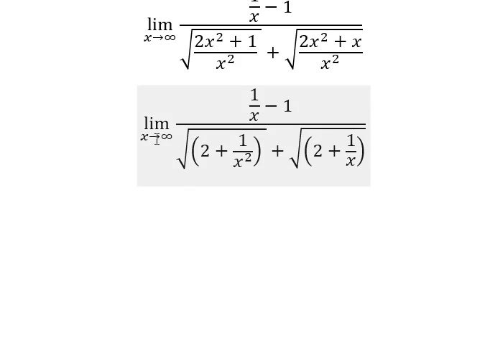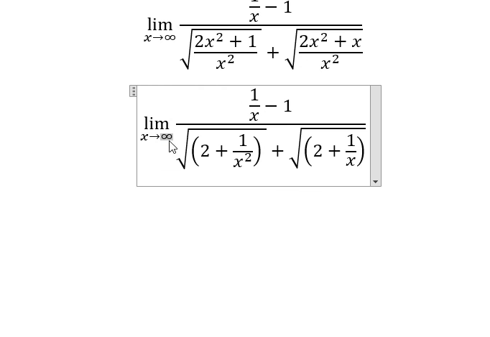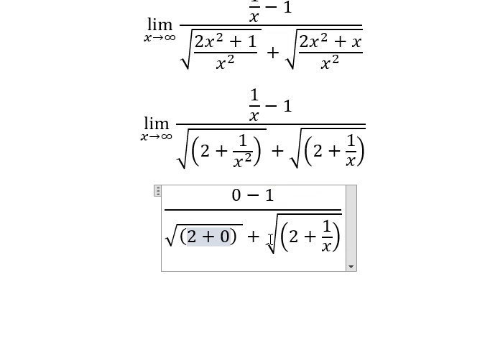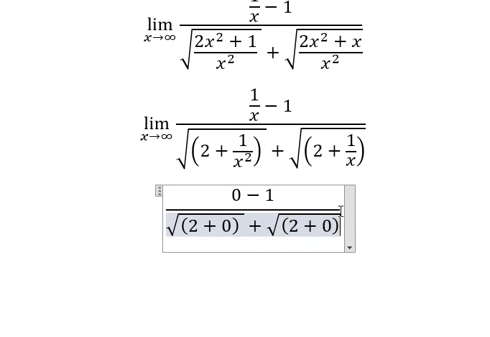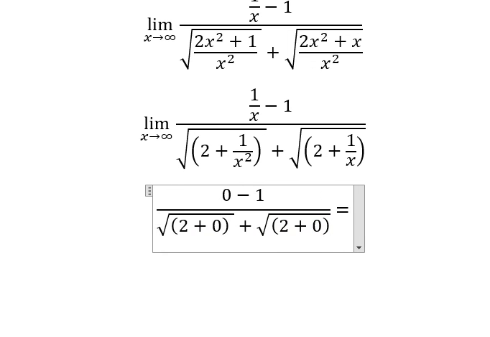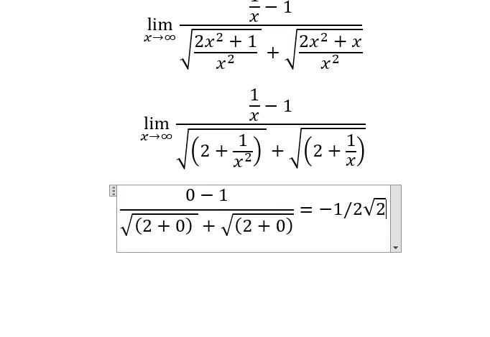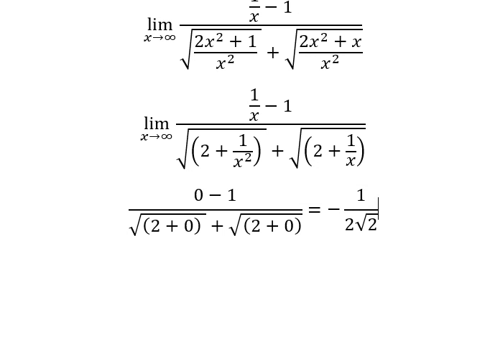Next, when x approaches positive infinity, this one will go to positive infinity. 1 divided by positive infinity, you got 0. Similar for this one and this one. Now, we need to simplify, and we have negative 1 over 2 with the square root of 2. And this is the final answer.